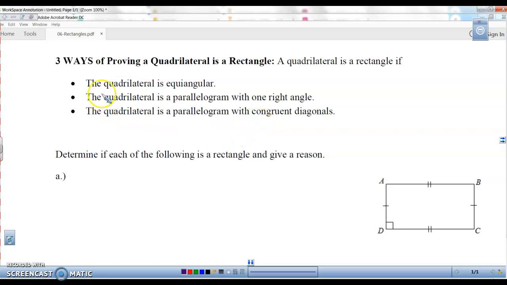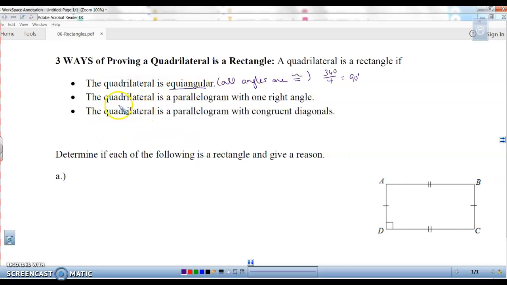First way, the quadrilateral is equiangular, which means all angles are congruent. If you have a quadrilateral where all angles are congruent, there's 360 degrees in a quadrilateral. If you divide that by 4 equal angles, that's going to be 90-degree angles, which makes it a rectangle. So if you can prove that the quadrilateral is equiangular, you can say it's a rectangle.